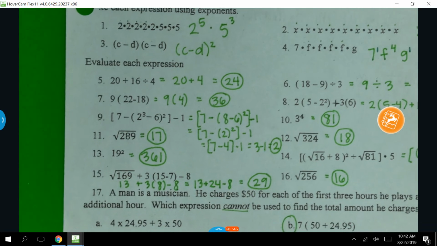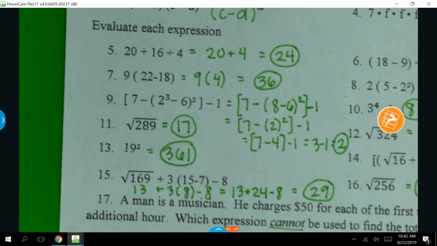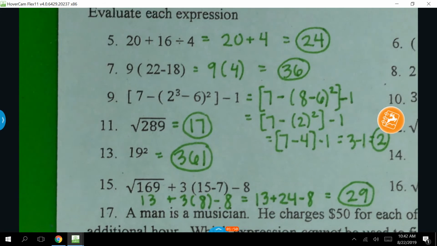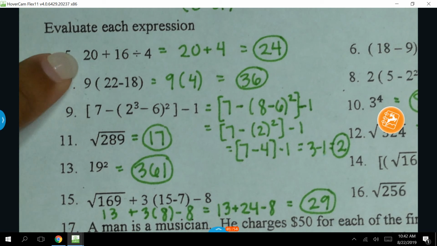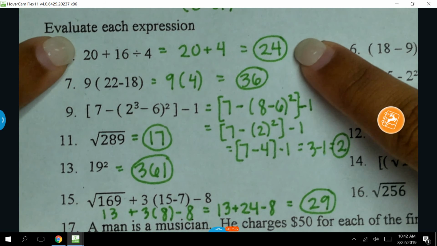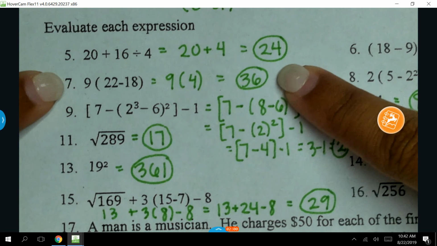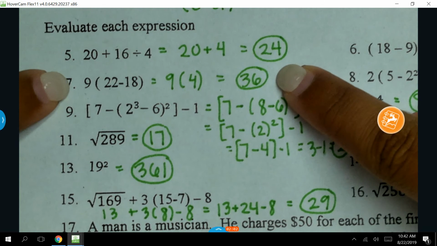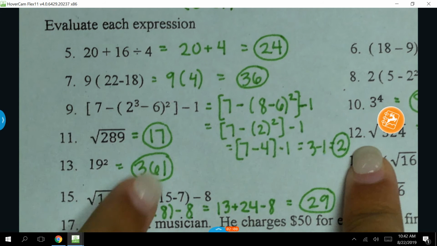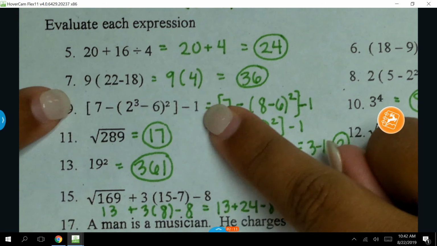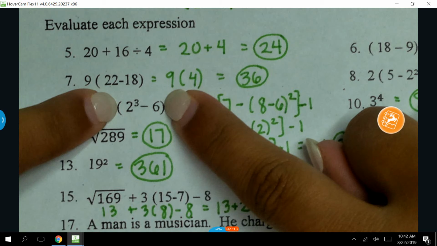All right, moving on to using our order of operations. So we'll check this first column, and then I'll move it over. So number 5, you should have divided before you added, so you should get 24. Number 7, you got to do those parentheses and then multiply, so 36. Number 9, you have a few more steps. Remember, you want to work everything from the inside out, so you want to get everything inside those parentheses first.